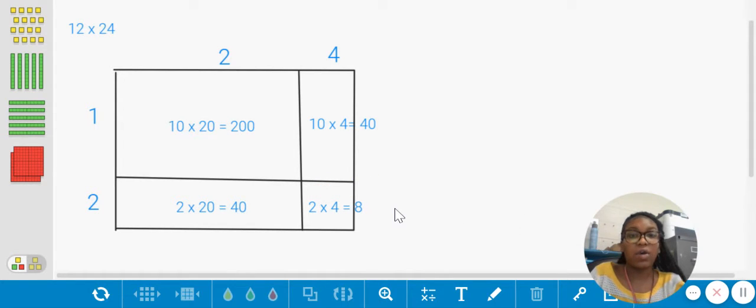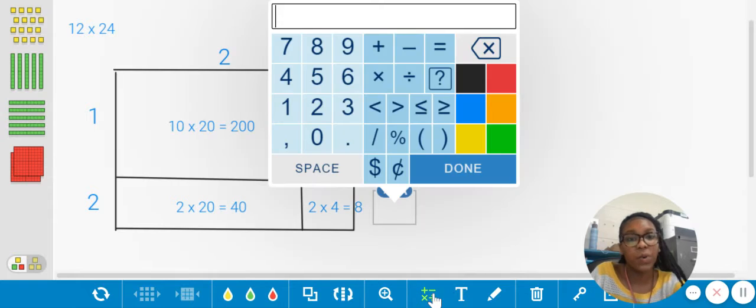All right. So we have all of our partial products. We know that after we get all of our partial products, the only thing left to do is to add all of them together, because they're parts of a whole, they're partial products, to get our one big product. So let's go ahead and add all 4 of our partial products so that we find one final product for the multiplication sentence, 12 times 24.